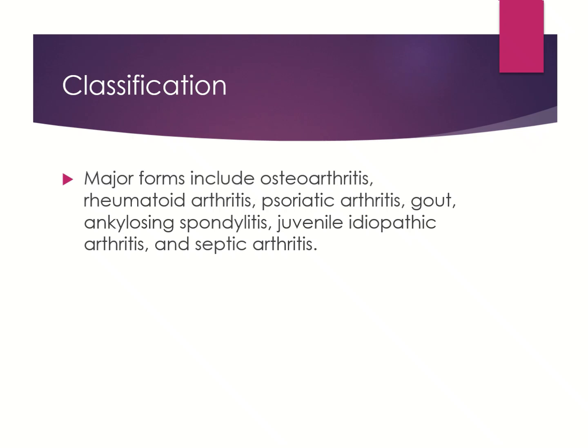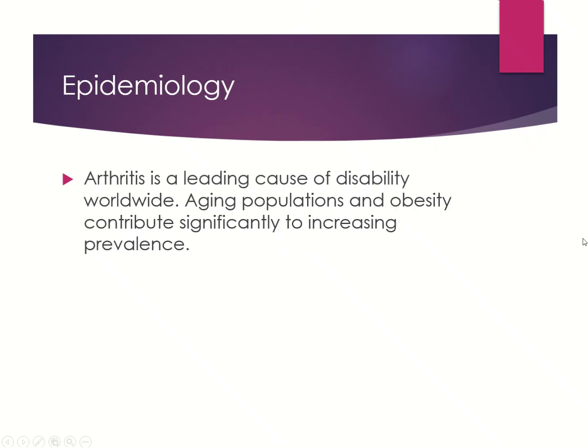And ankylosing spondylitis, in this condition the posture of the patient gets affected. Juvenile idiopathic arthritis occurs because of some genetic disorders. If children have some arthritic symptoms or bone disorders, they come in this type of arthritis. And septic arthritis: if arthritis occurs because of infection, that is known as septic arthritis. So these are the major classifications of arthritis.